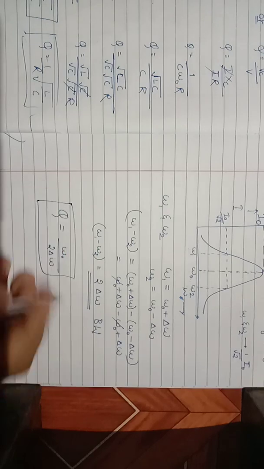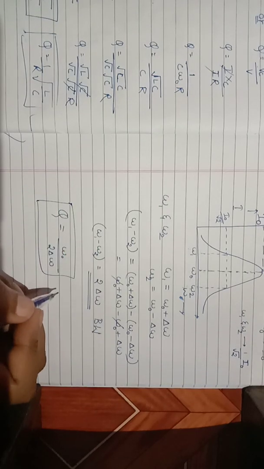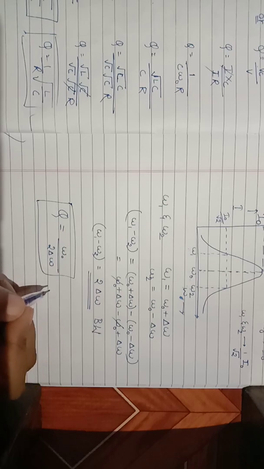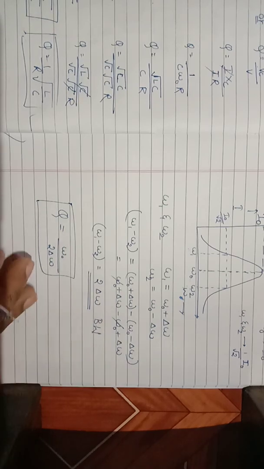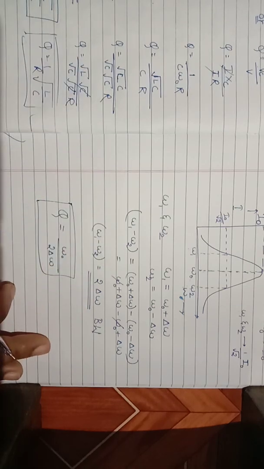The important thing to keep in mind is that the quality factor gives information about the sharpness of the resonance. The Q factor measures the sharpness of resonance of the series LCR circuit. Understood? This is all about quality factor and bandwidth. Okay, one last thing I am telling.